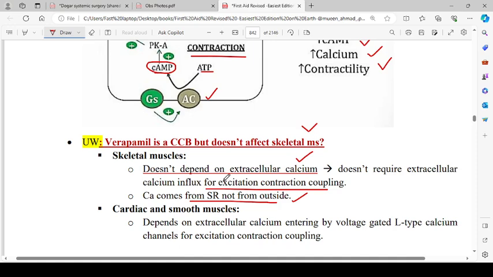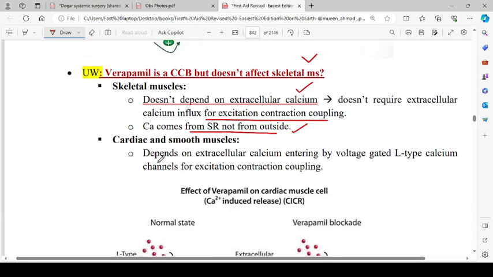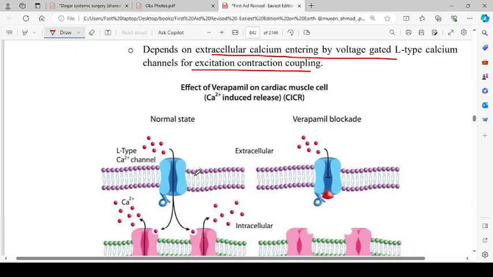But in the case of skeletal muscles, the calcium is already stored inside the sarcoplasmic reticulum and no influx of calcium is required, and that is why the action potential of skeletal muscle looks something like this. So there is no plateau phase, there is no entry of calcium into those cells. That is why verapamil, the calcium channel blocker, will not affect skeletal muscle contractility. Cardiac and smooth muscles depend on the extracellular calcium entering by the voltage-gated L-type calcium channels for excitation-contraction coupling.